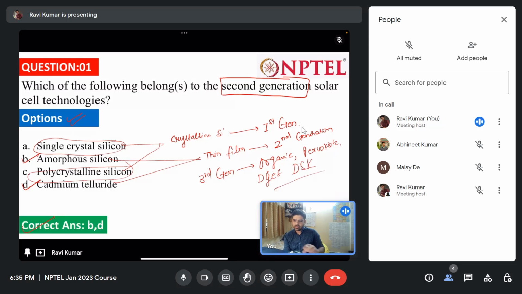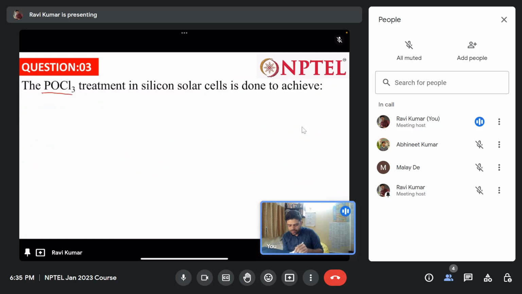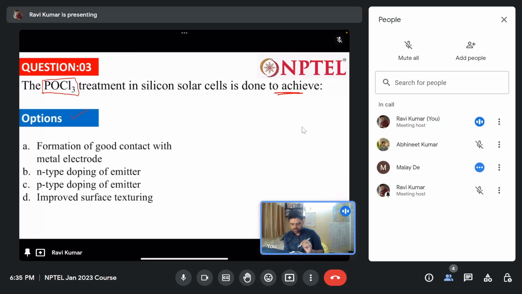So let's move to the next question, which says, the POCl3 treatment in silicon solar cell is done to achieve. Why is POCl3 treatment being done? And these are the options. N doping of the emitter. N doping of the emitter. B. Here P is what?